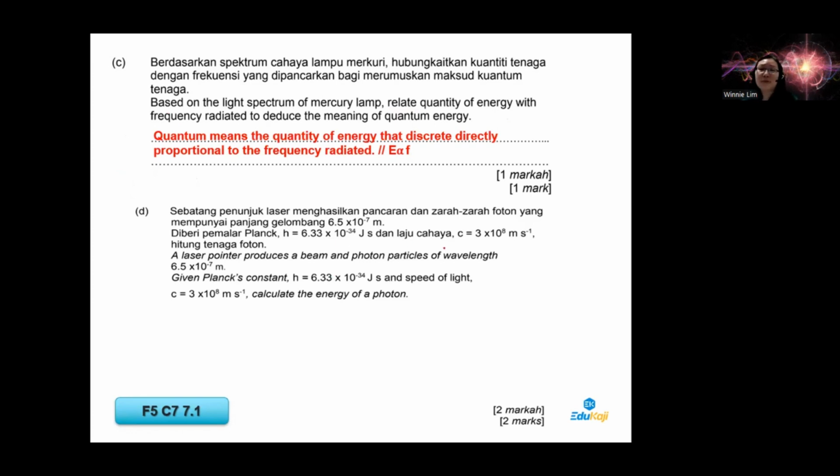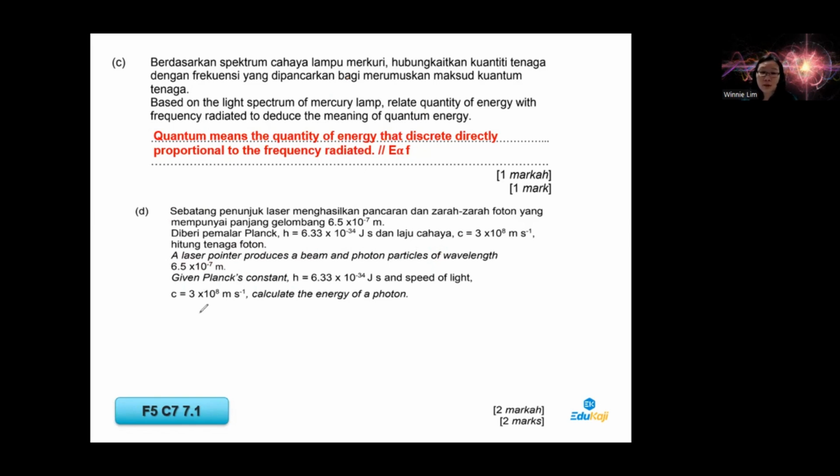Or you can give the relationship, but it's good that you give it in full terms. You say the photon energy is directly proportional to frequency. So part D. A laser pointer produces a beam of photon particles of wavelength 6.5 times 10 power negative 7 meter. And they give you some constants, the Planck constant, then the speed. Calculate the energy of the photons.